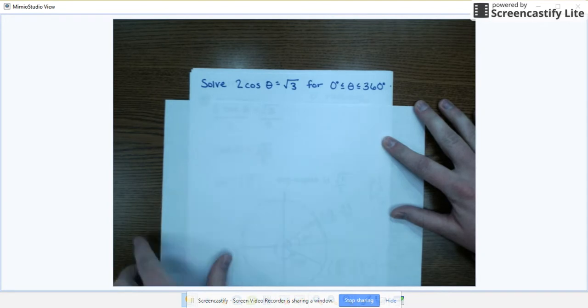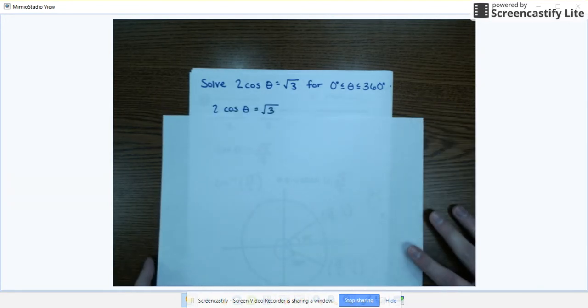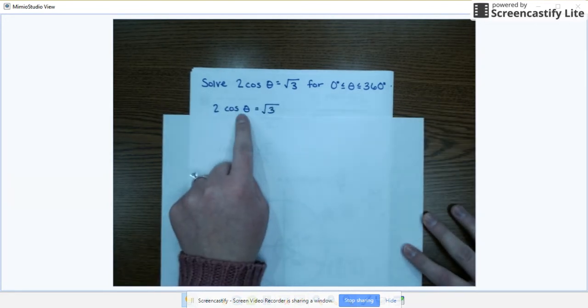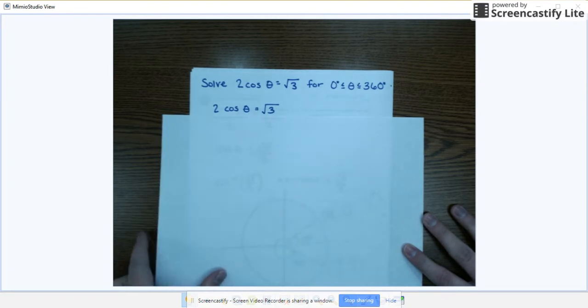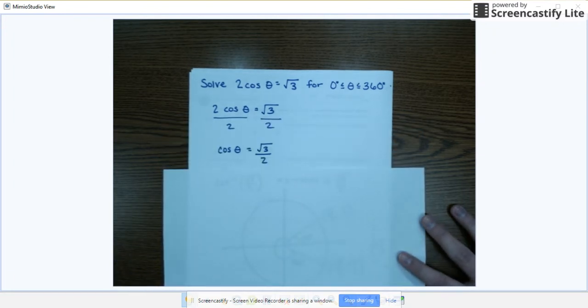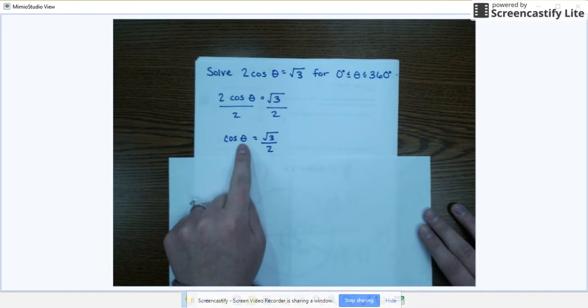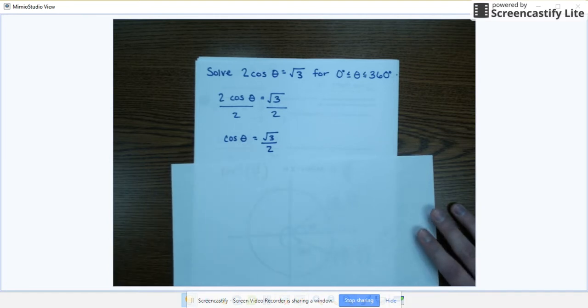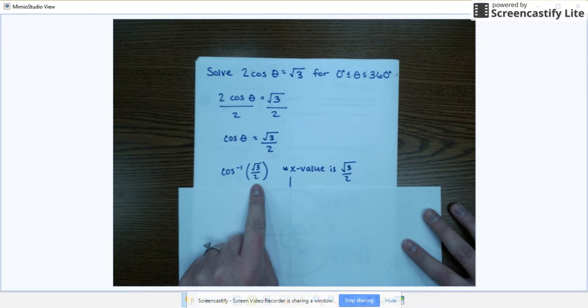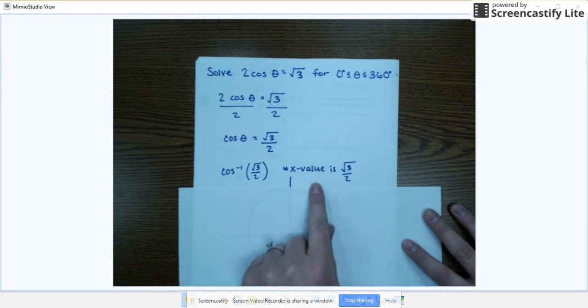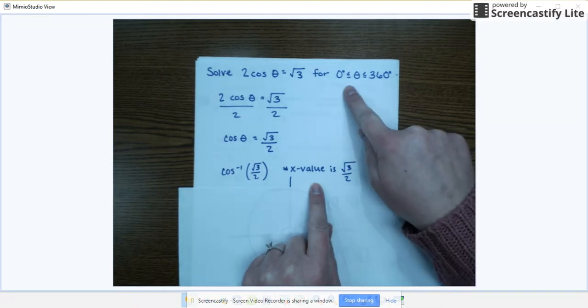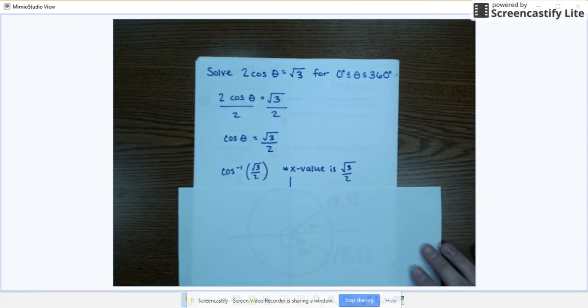So let's solve this. We have 2 cosine theta equals √3. Our goal is to get cosine of theta all by itself, so we're going to divide by that 2, giving us cosine of theta equals √3/2. Now we need to solve for theta. This is where that inverse comes in. So we're going to take inverse cosine of √3/2, which on your unit circle, you're looking for an x value that equals √3/2. And remember, this time we can go anywhere between 0 and 360.